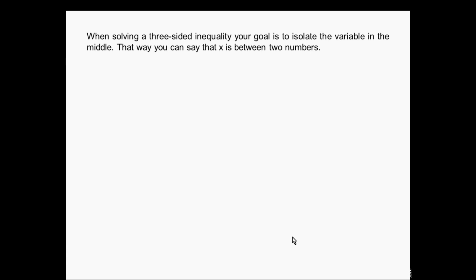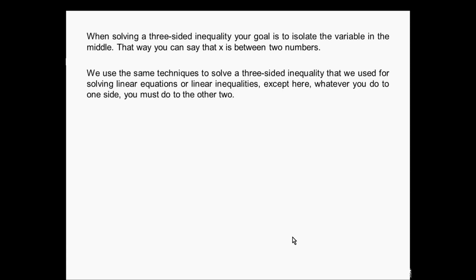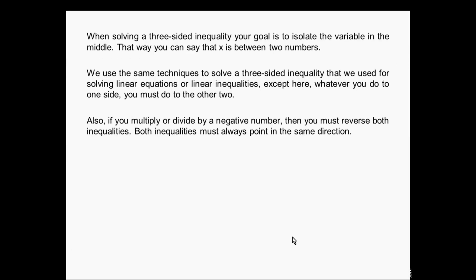So you're trying to isolate the variable in the middle. We use the same techniques to solve a 3-sided inequality that we use for solving linear equations or linear inequalities, except here, whatever you do to one side, you must do to the other two. Like if you're going to add 3 to the middle, you have to add 3 to both the left and the right as well. And remember, if you multiply or divide by a negative number, both inequalities will change direction. That way you keep both inequalities pointing in the same direction.